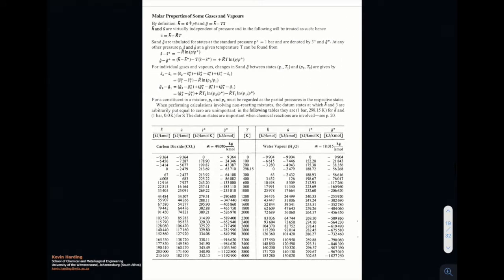The next page we have some other molar properties of gases and vapors, and in all honesty we're probably not going to use any of this information for this course. Please note that it is here though, and you might need it for chemistry or physics or one of your other courses, particularly next year. The table, so that's the section at the top, we probably won't need in this course.